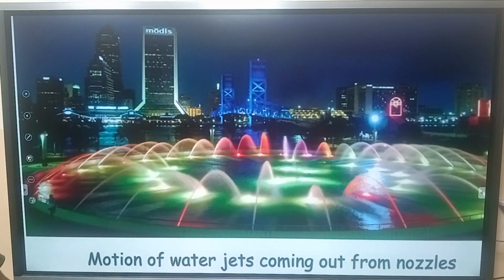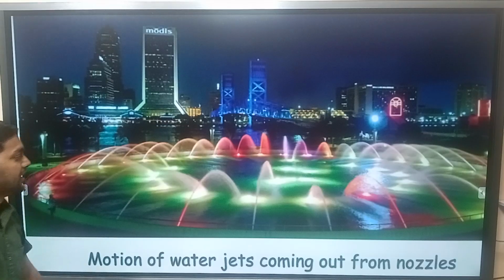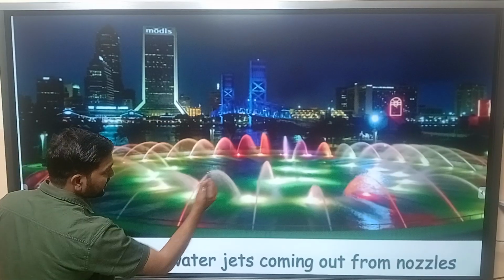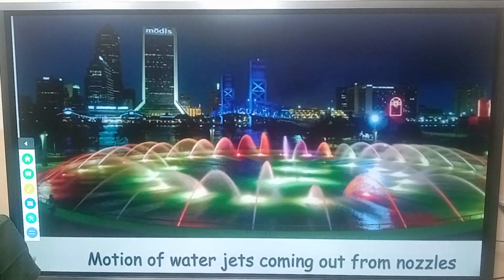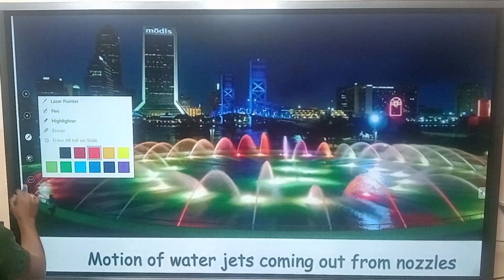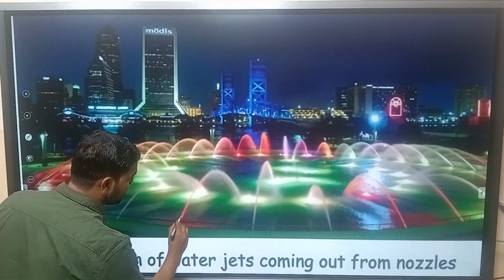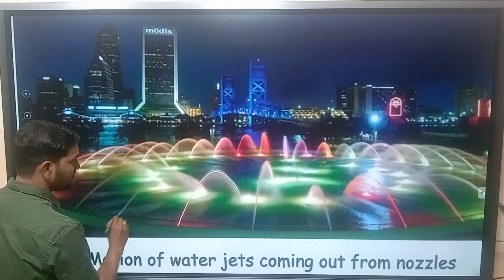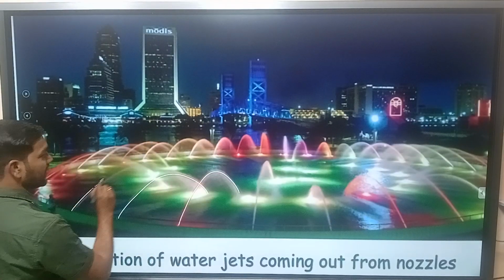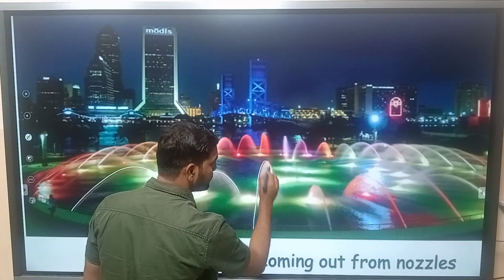Right, here you see, we have a fountain. So what is happening here? The water is moving like that, right? Water is moving in this direction. Why is it moving like that? We will discuss it now.